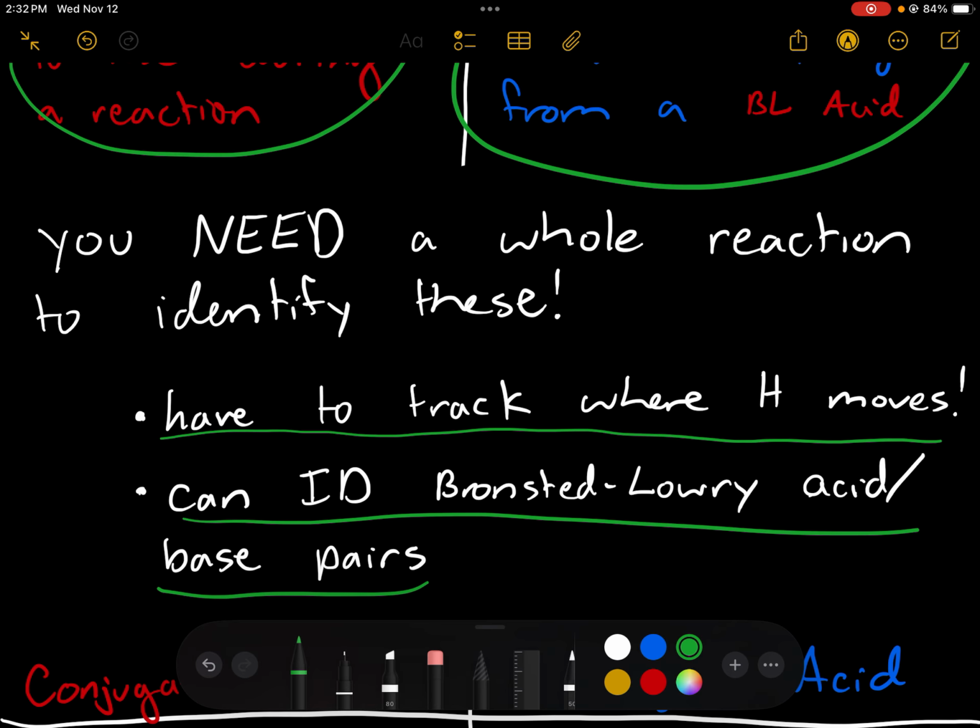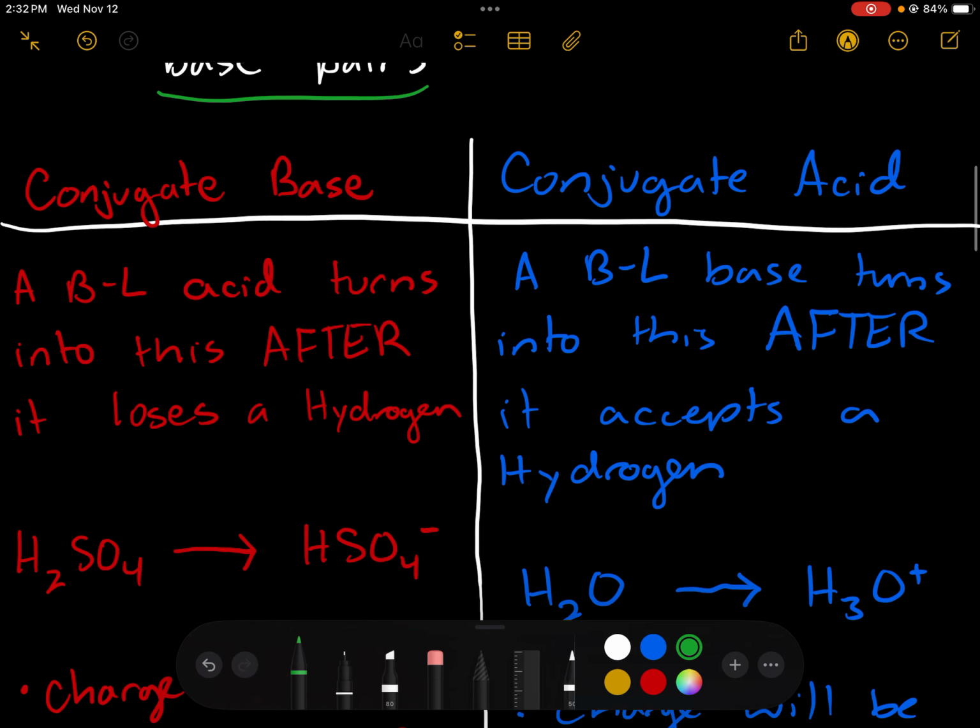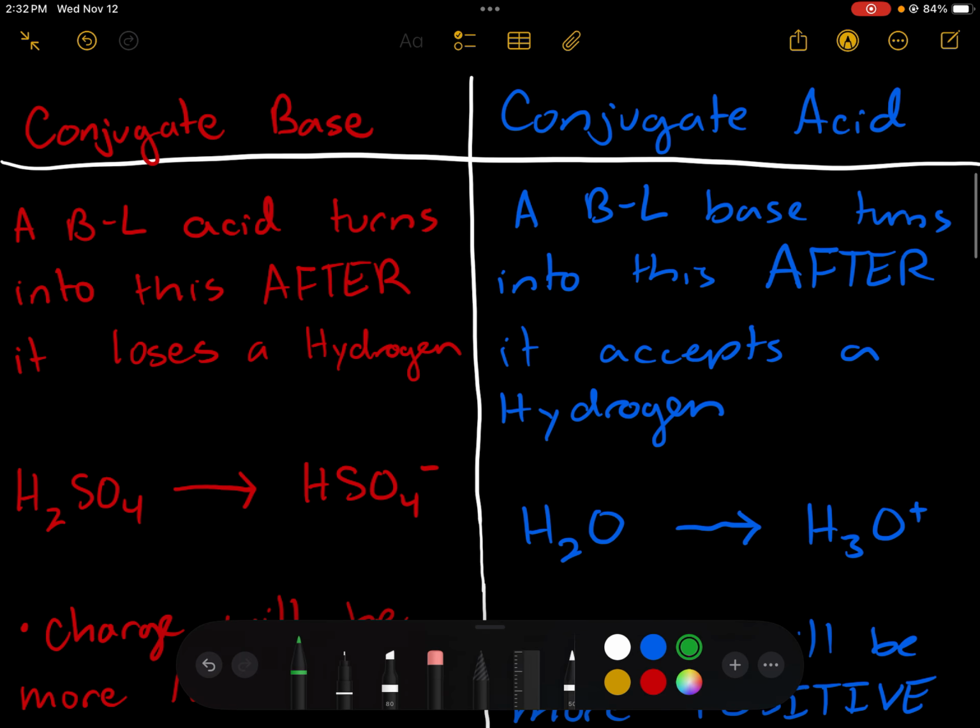All right? So, let's talk really quickly about conjugate acids and conjugate bases and just define those. So, we already know that a Bronsted-Lowry acid has to lose a hydrogen. It has to donate it somewhere. Once it does that, it's going to turn into a conjugate base. So once again, a Bronsted-Lowry acid is going to turn into a conjugate base. So let's look at that process.